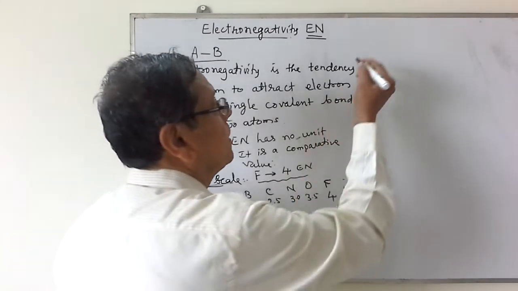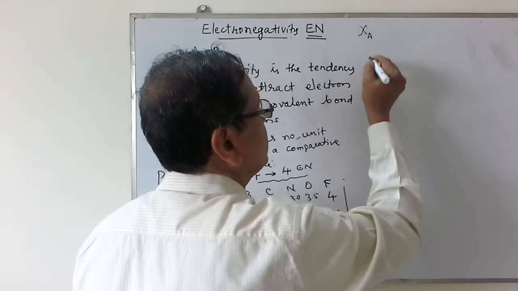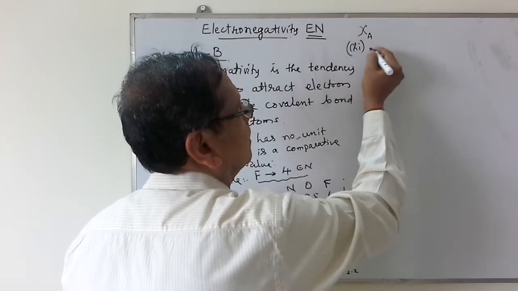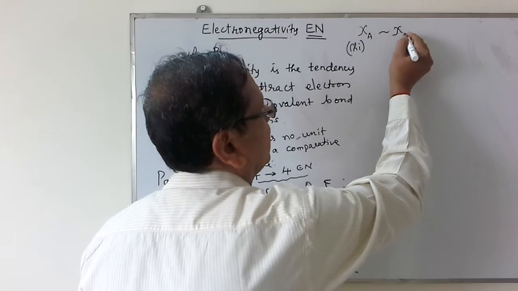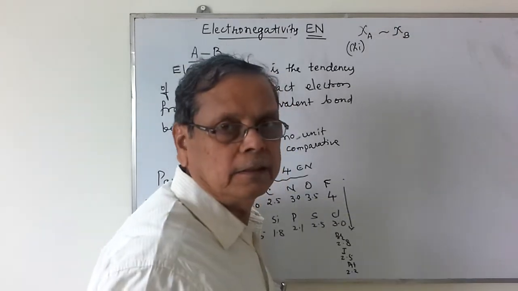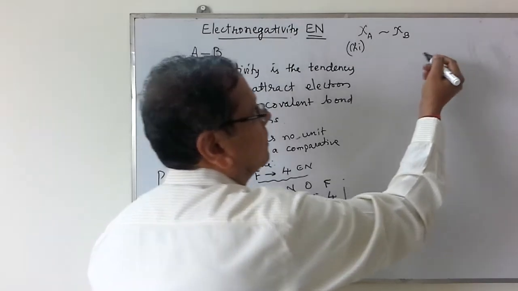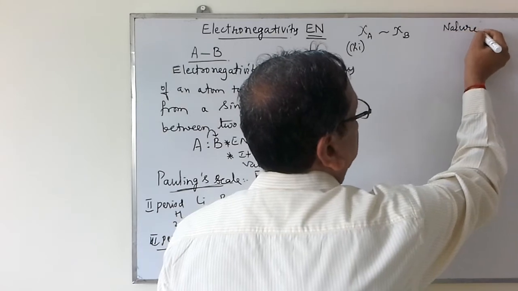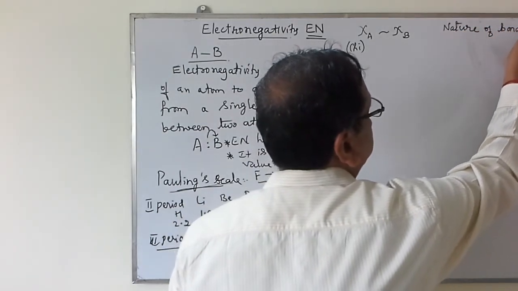For example, assume that the electronegativity of an element A is chi A. Similarly, the other element has electronegativity chi B. You have to take the difference between chi A and chi B. This is the nature of bond AB.